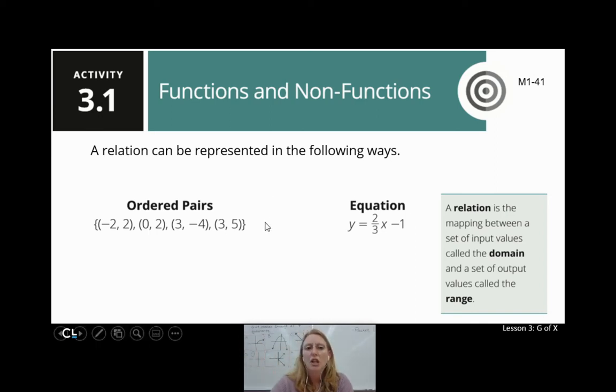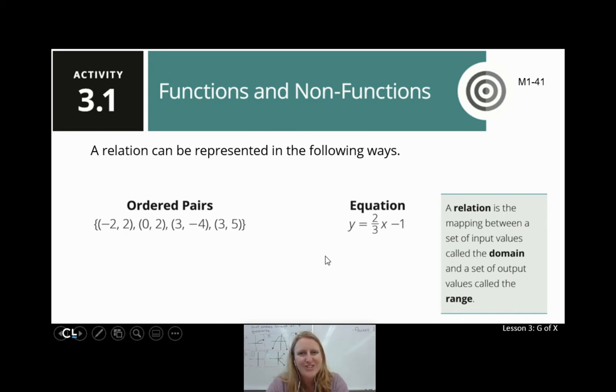So there are lots of different ways to represent these relations. How you get from X to Y. How you get from your input to your output. How you get from your domain to your range. There's a lot of different ways of showing this. One of the ways is with ordered pairs, like we saw in the warm-up at the very beginning. You could show a relationship with ordered pairs, right? How do you get from -2 to 2? How do you get from 0 to 2? How do you get from 3 to -4, right? That's a relation.